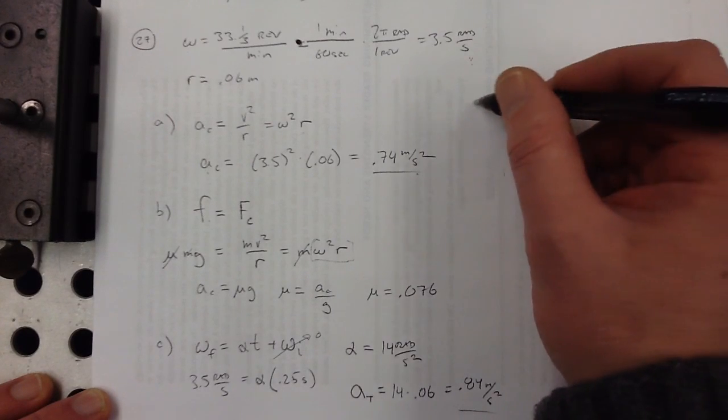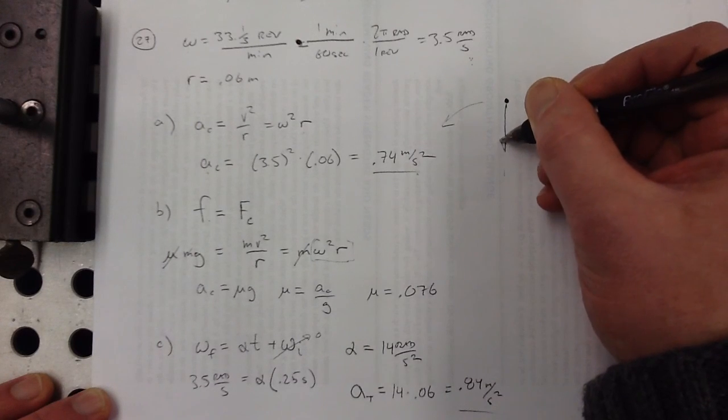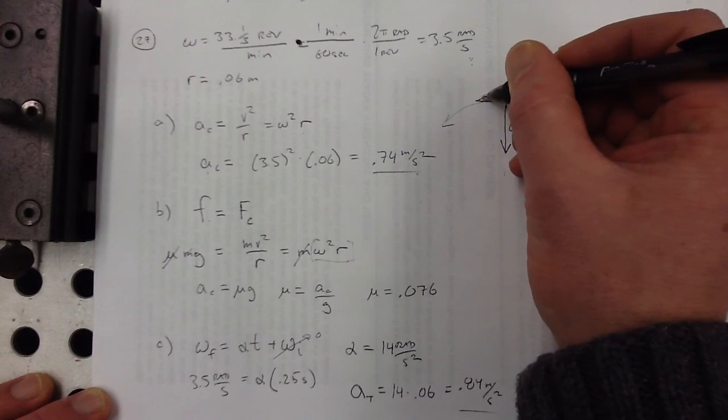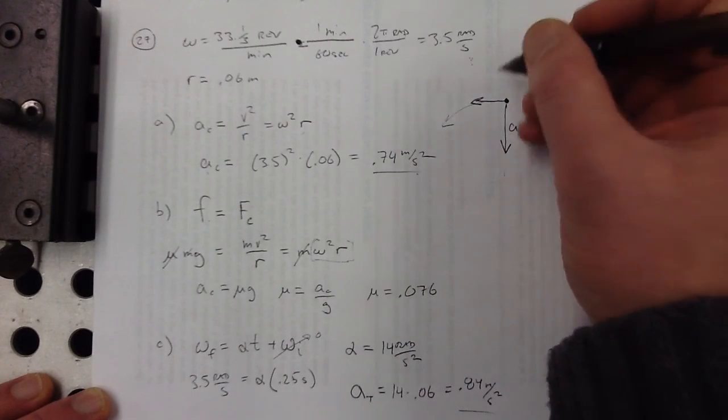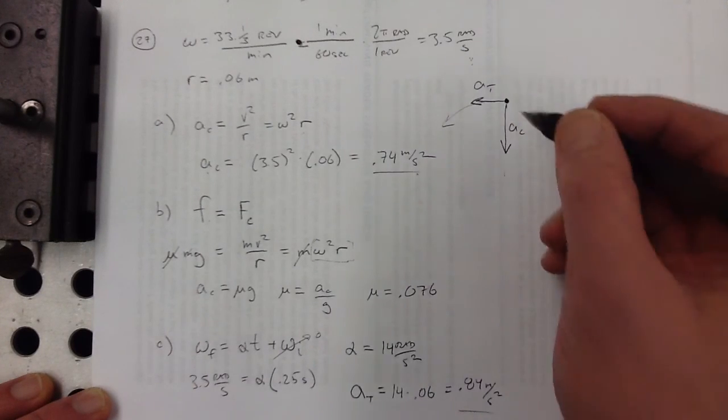So if it's going around this way, like this, then the centripetal acceleration is toward the center, and the tangential acceleration is tangent to the path. That's why it's called tangential acceleration. So the total acceleration is the sum of these two vectors.